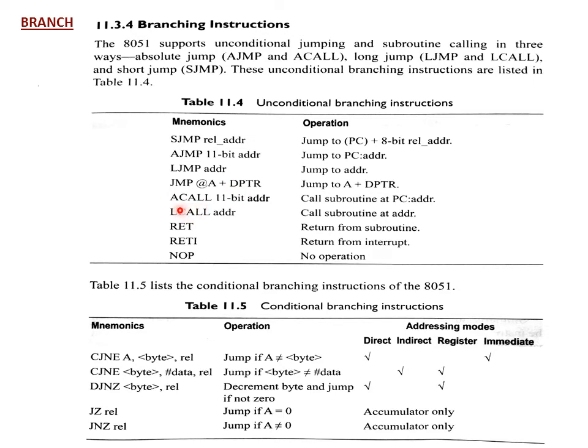Now ACALL indicates absolute call. When the controller wants to return back, we should use the call instruction. With absolute call, it goes directly to the address you specified. We will call it a subroutine. Next, long call LCALL, with the address directly. Now return from the subroutine and return from the interrupt. RET indicates return from the subroutine. A subroutine is nothing but a function. RETI is return from the interrupt.